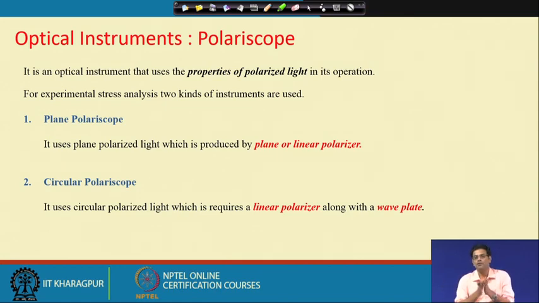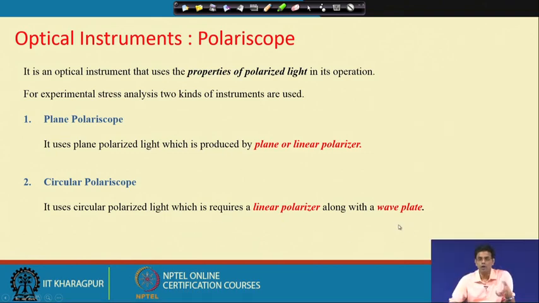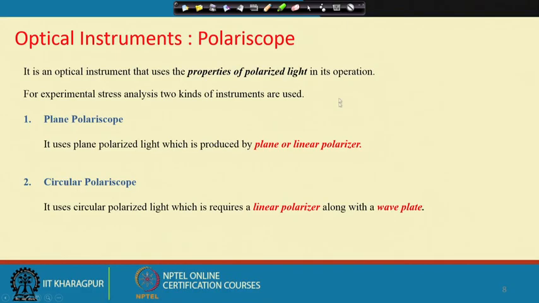When you have two superimposed waves, or the unpolarized light, it gives certain properties which we studied in the previous lecture. Now, the circular polariscope uses circularly polarized light, which requires a linear polarizer along with a wave plate, essentially. So, the equation of the light vector becomes the equation of a circle, which we have seen in the previous slide. This is known as the circular polarizer.